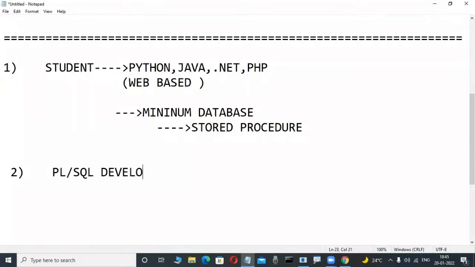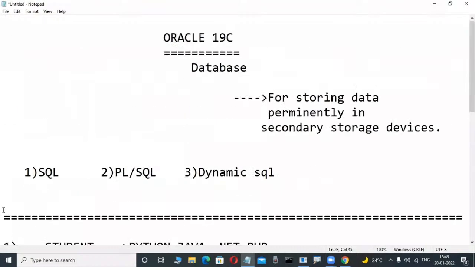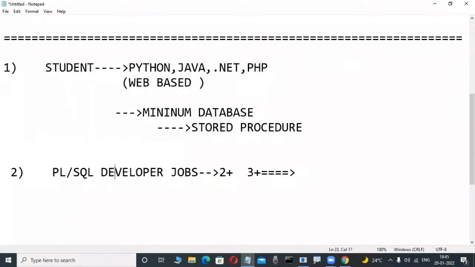PLSQL developer jobs are there, which need no knowledge of Java, .NET or front end. Non-technical persons may not have very good programming skills, so PLSQL developer jobs suit them. Maybe they have a gap of 2 plus or 3 plus years. Okay, fine. Those persons are in our course only. They learn this course only for PLSQL developer purposes. So many fellows are learning the course from me. Actually, I'm a senior PLSQL developer.